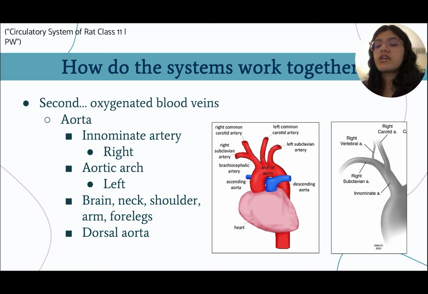And the aorta splits into the innominate artery and the aortic arch. What these do is carry reoxygenated blood to the brain, neck, shoulder, arms, and forelegs of both the right and the left side of the body, both doing their separate jobs. And whatever blood the innominate artery and aortic arch cannot supply to the rest of the body, the dorsal aorta will do. This dorsal aorta is basically an extension of the aorta down your back all the way towards your legs, and it carries all the reoxygenated blood necessary down there.